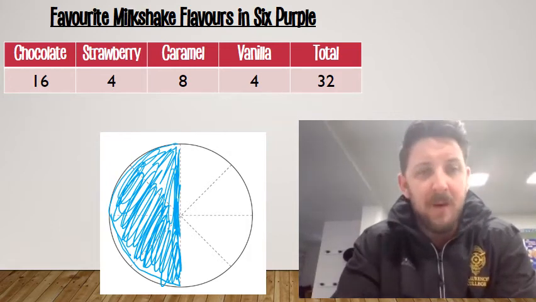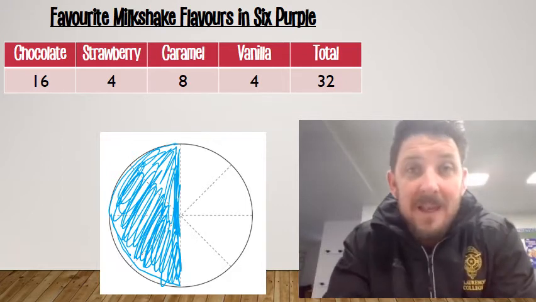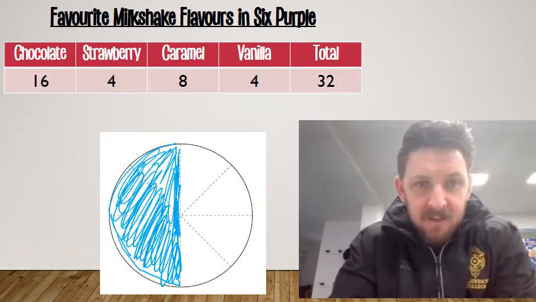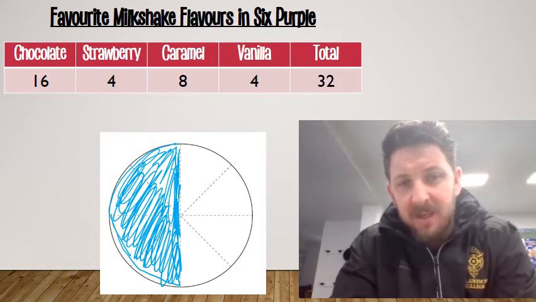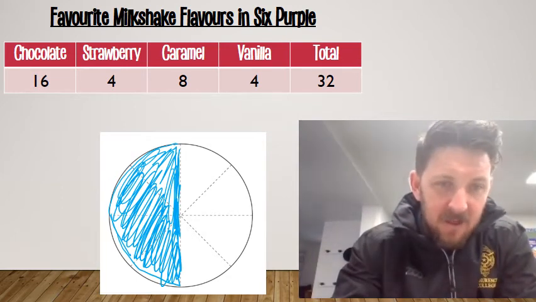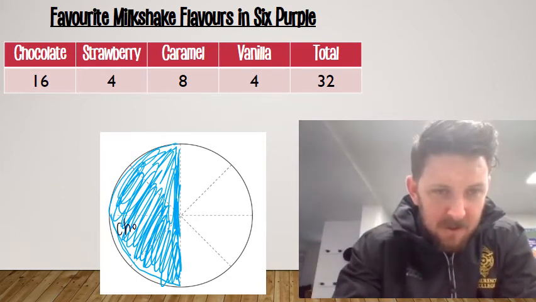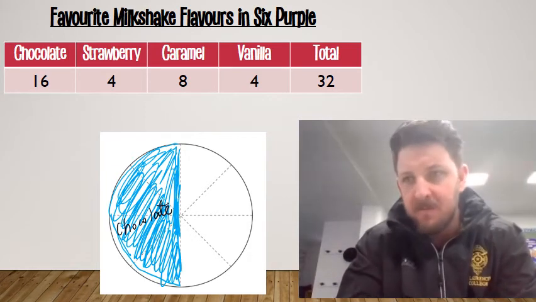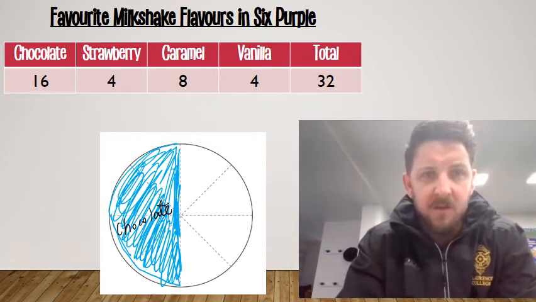Now the next important part is that we need to make sure we label each of our different sections. Now there's lots of different ways. We can do a key, we can do a line going in, or we could write directly straight into our pie chart, which I'm going to do today. I'm going to write chocolate, so we know that it's a chocolate section. I'm then going to move on to strawberry.